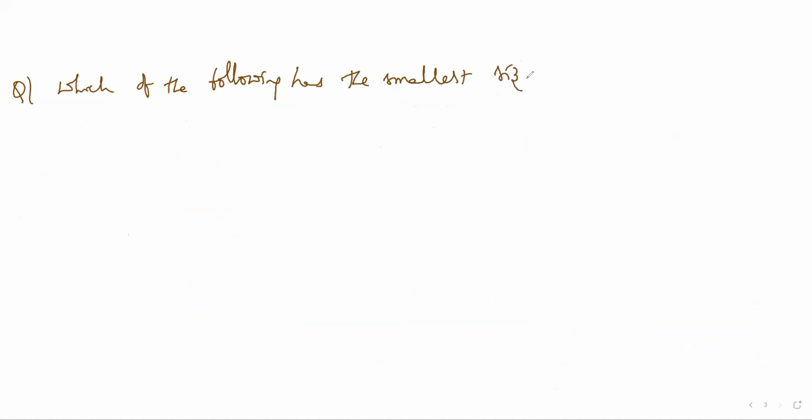Write down the next question. Which of the following has the smallest size? Options given are Al plus 3, second option F minus, third option Na plus, fourth option Mg plus 2.